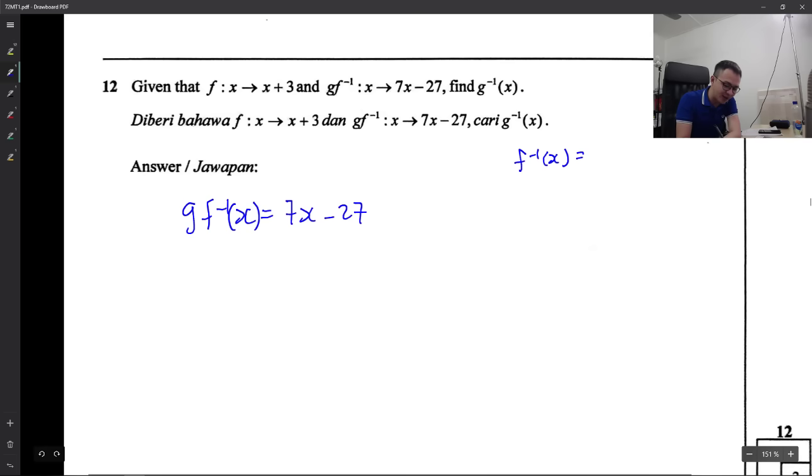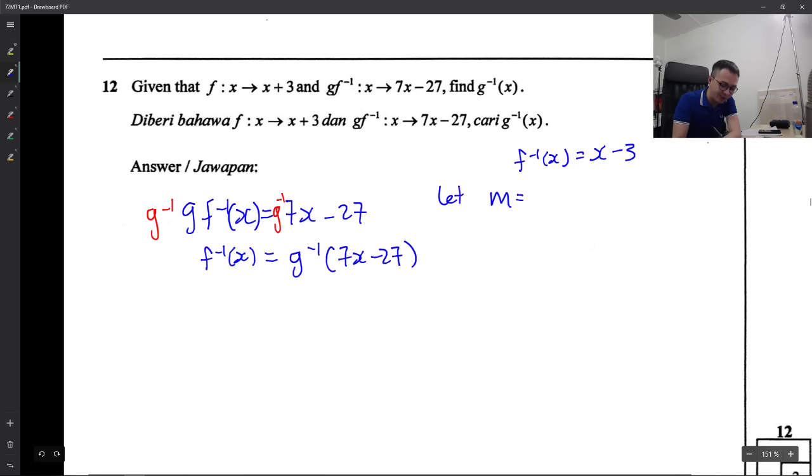f inverse x is just x minus 3. You just move the plus 3 to the other side, and you get f inverse. I'm not going to explain how to get the inverse. So therefore, f inverse x, if I apply g to both sides, it will equal g of f inverse x, which is 7x minus 27. Maybe I will let m become 7x minus 27, then the whole thing looks more logical. So this is g of m. Okay, f inverse we just found is x minus 3.